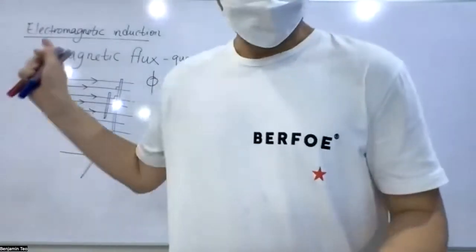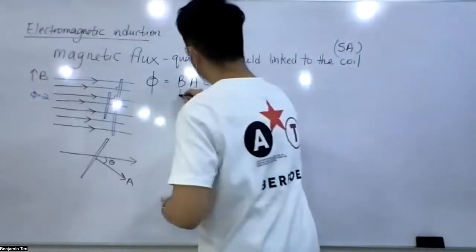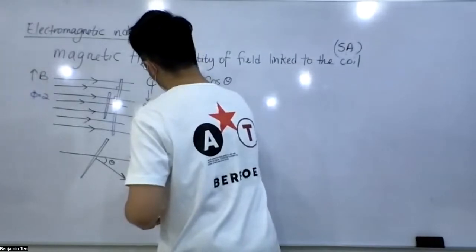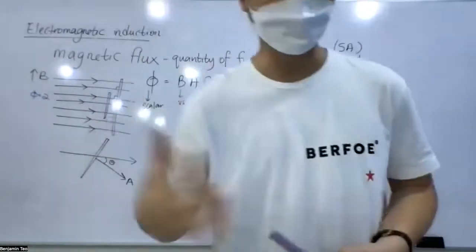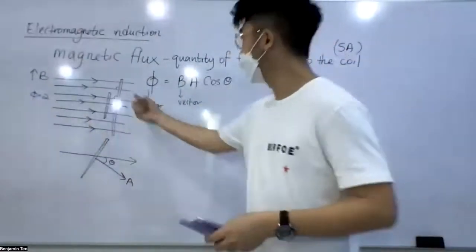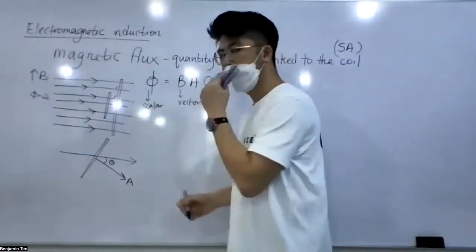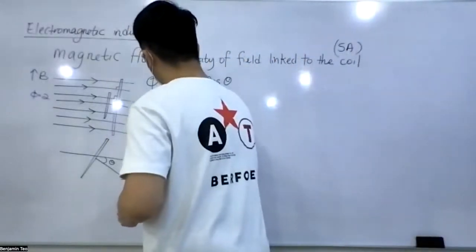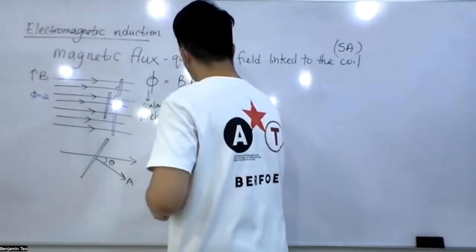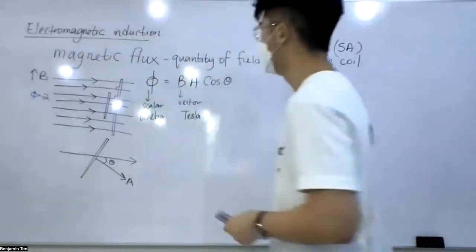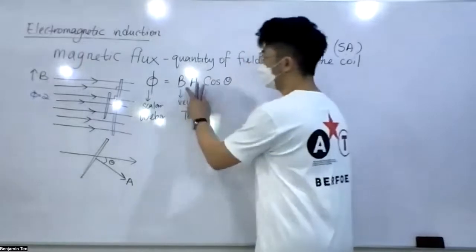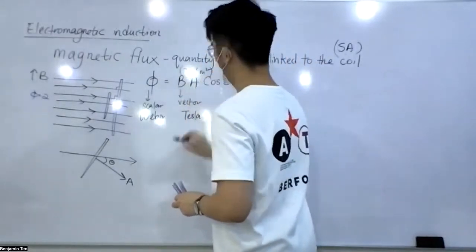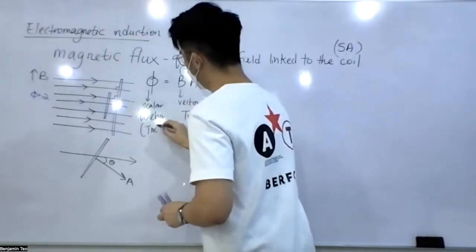Now, units. B is a vector, A is a vector, but magnetic flux is a scalar because it's a quantity, right? We are talking about how many lines are linked. What is the unit of magnetic flux? We call it Weber. This is Tesla, this is Weber. What is Weber? Weber is Tesla times area, T times m squared. Weber is Tm squared.